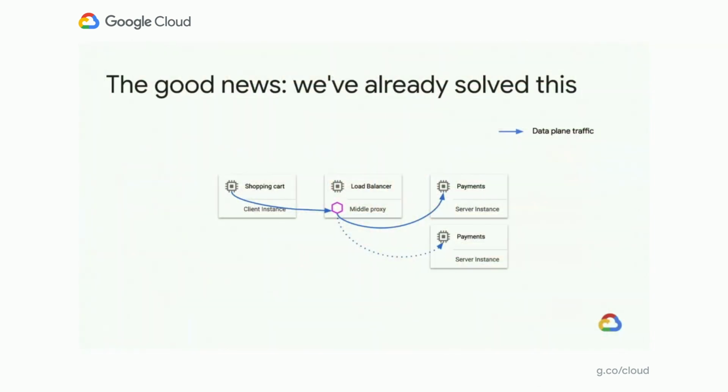And so the good news is, the example I just showed you is a little bit contrived. We've already found ways to solve this. Customers have for a long time been doing things like running a load balancer in between the shopping cart and the payment service. And so here, that load balancer is basically a proxy. The shopping cart sends traffic to it. The load balancer figures out where that traffic should go. All of your non-business logic lives in that load balancer.